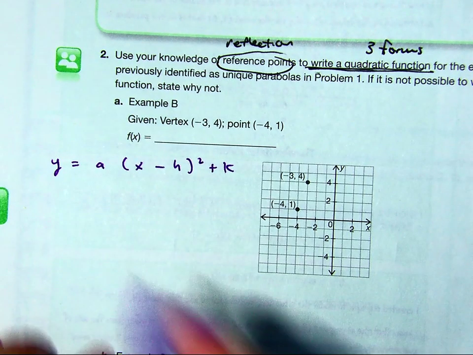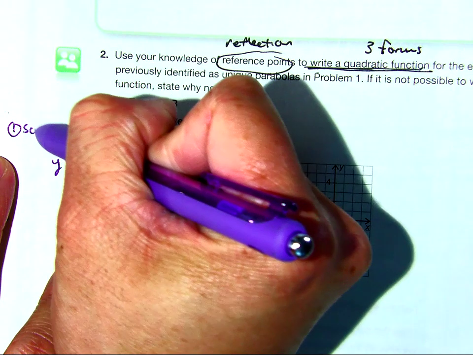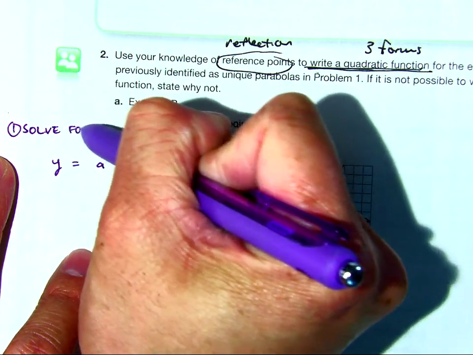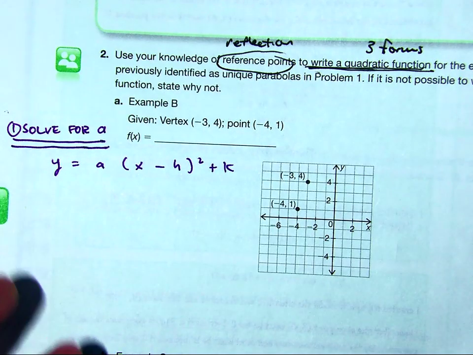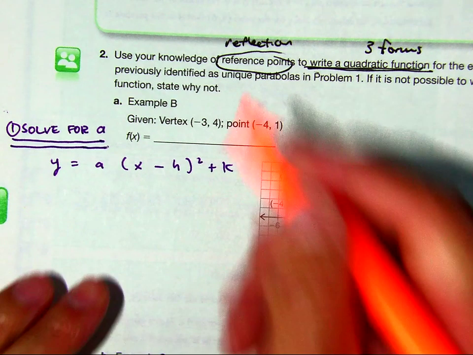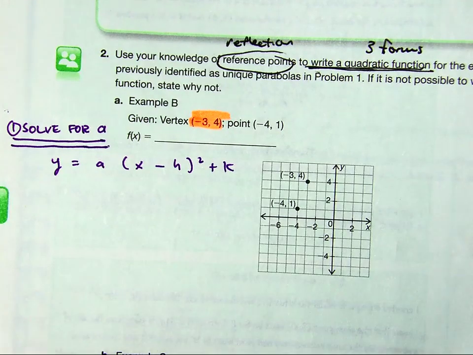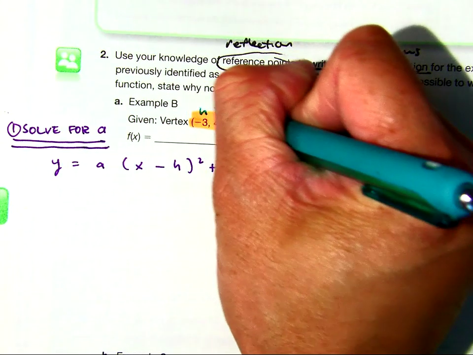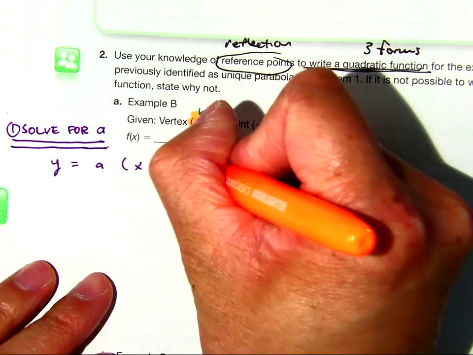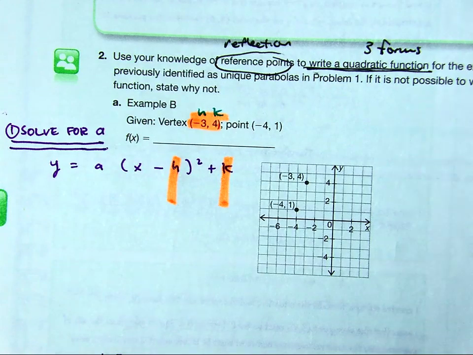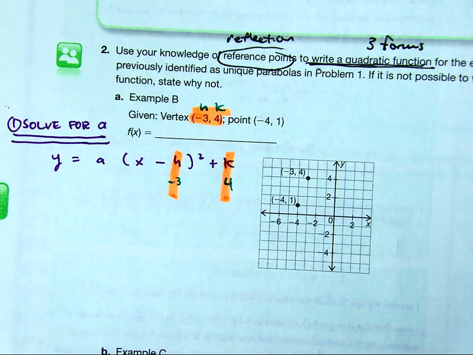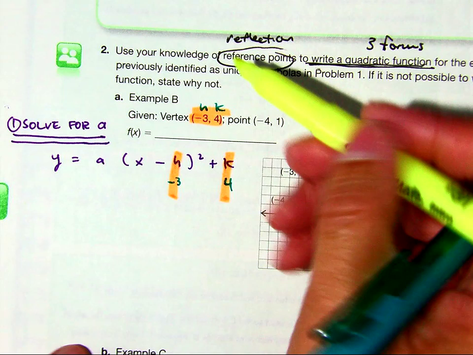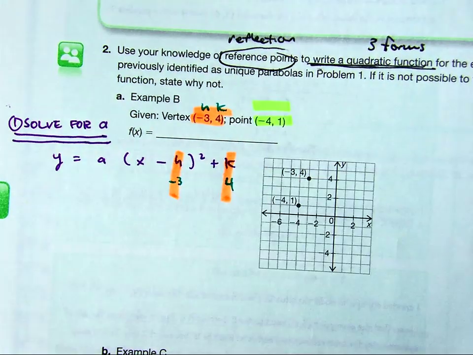The first thing I'm going to do here is solve for A. Solve for A. Well, my vertex is negative 3, 4. This represents my H and my K. That is negative 3 and 4. Then I'm going to take my points. My points are X and the Y.